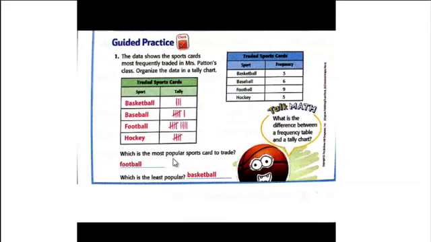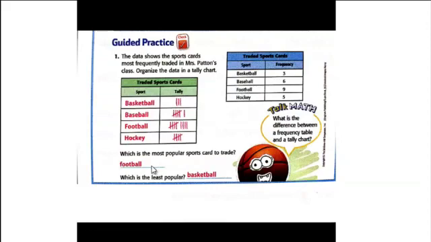Here, which is the most popular sports card to trade? The most popular sport. From this table, choose the greatest number of times that a sport is repeated. We have 3, 6, 9, 5. Here it is 9. So 9 is in front of football.